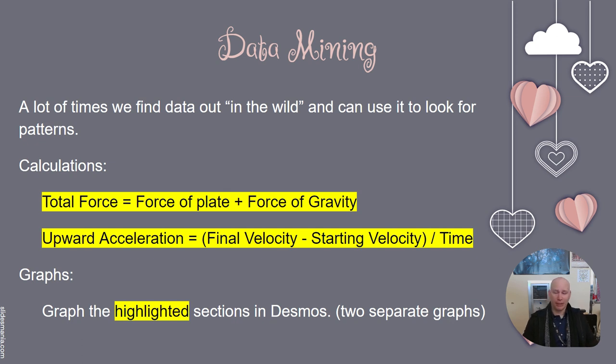For research question B, you also have to code for the upward acceleration, but that's it. So do make sure that you go in and do the coding for that one. Same equation, right? Final velocity minus starting velocity in parentheses, divided by time. Then you are going to have to do two separate graphs in Desmos, one for question A and one for question B. They do have separate links, so make sure that you are using those separate links. It's just going to make things a little bit easier for yourself.